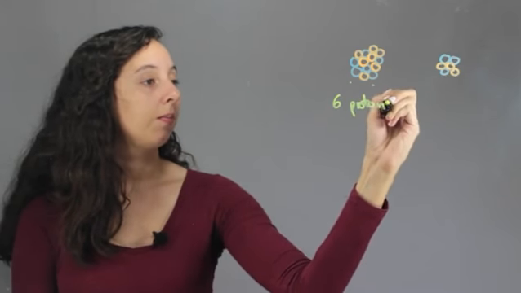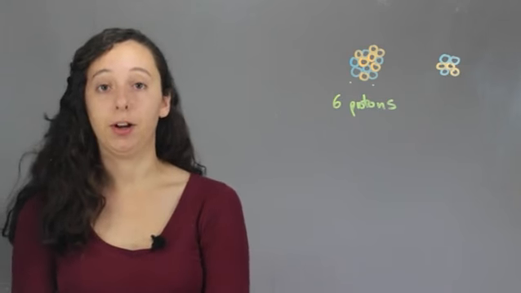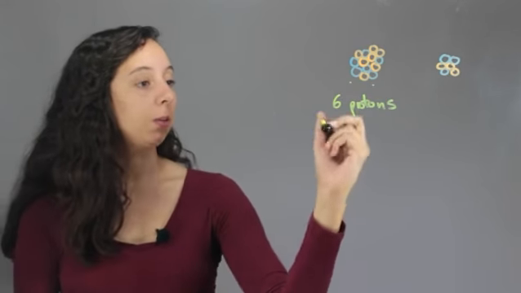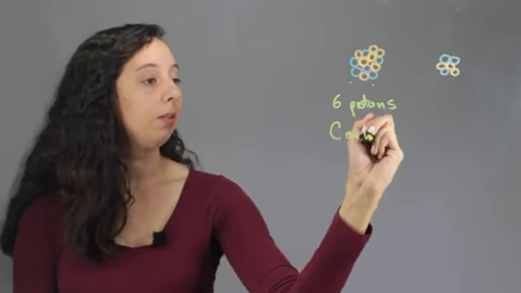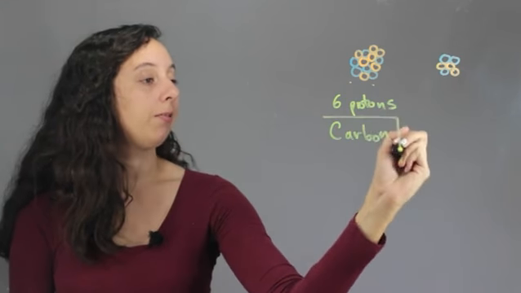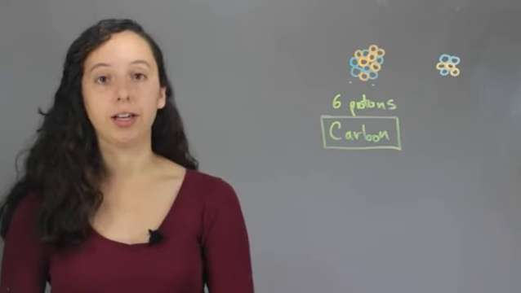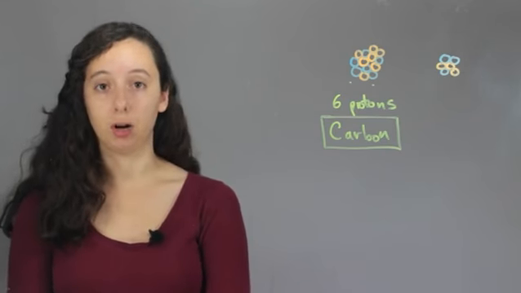If we know what our nucleus looks like, we can simply count the number of protons and determine what element we're dealing with. In this case, blue is the number of protons. So we have 1, 2, 3, 4, 5, 6. So 6 protons. And if we look it up in our periodic table, we'll find that 6 protons refers to carbon. So anytime we find 6 protons in our nucleus, we know that we have a carbon atom.